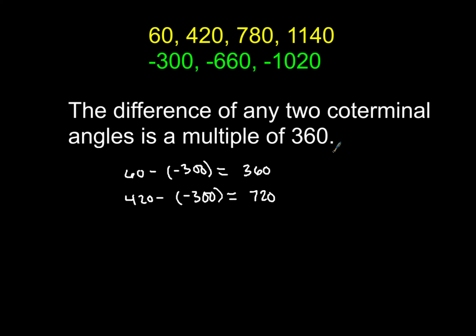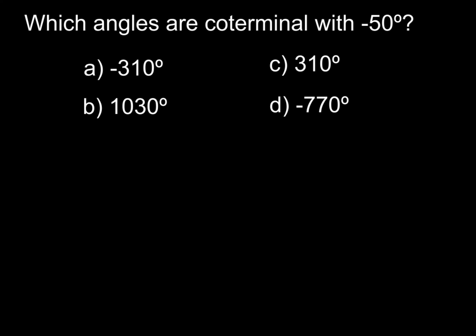So that's one way you can look at numbers to see if they are coterminal angles, because sometimes textbooks will give you questions like that. So let's go ahead and practice this idea right now. Here's a problem you'll typically see: Which angles are coterminal with negative 50 degrees?